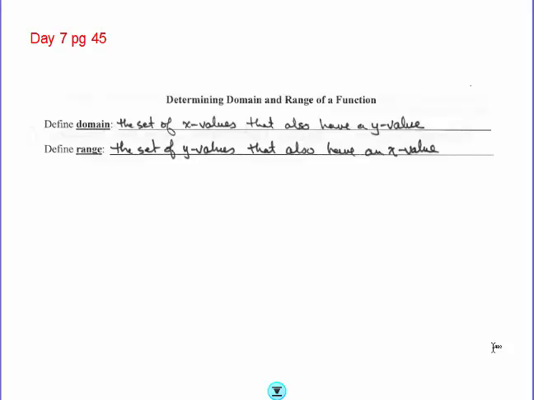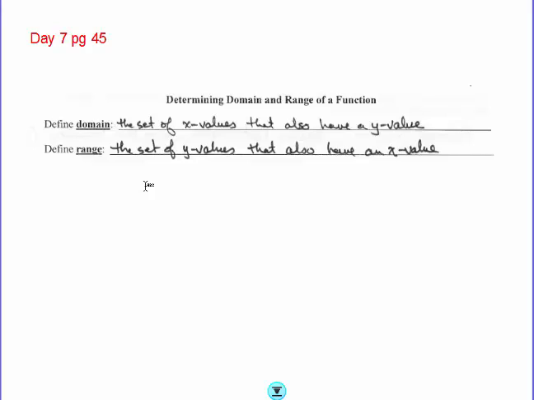So on page 45, we're talking about domain and range. The domain is a set of x values that also have a y value. Think about what are okay numbers that I can plug in where I get an okay answer out. Things that you're going to want to consider a lot of times that cause issue with the domain have to do with square roots, because you can't have a negative number under a square root. You can have it equal to 0, but you can't have a negative number.